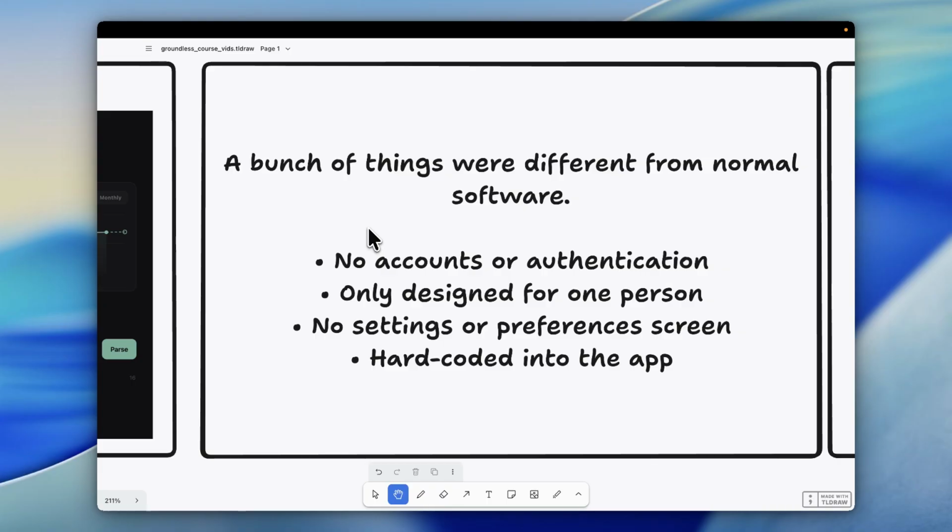There were no accounts or authentication because it was only for one person. No one else is even supposed to look at it, let alone use it. There is no settings or preferences screen because all of the settings are hardcoded into the app. Whatever the user wants and needs is literally built into the software, period.